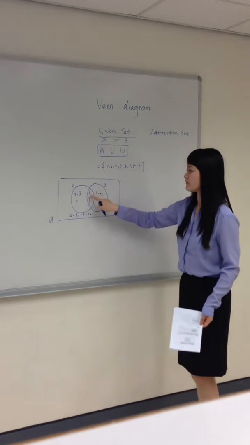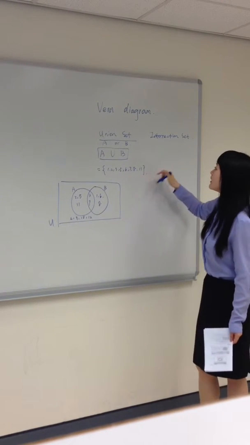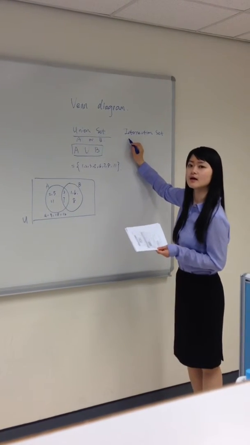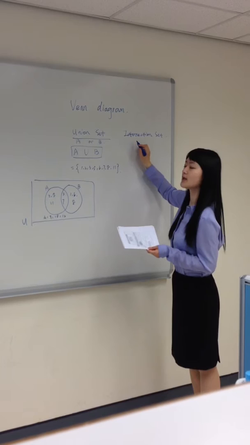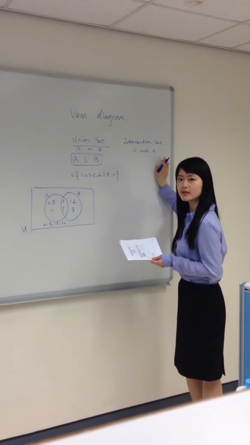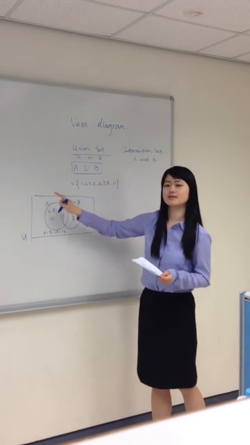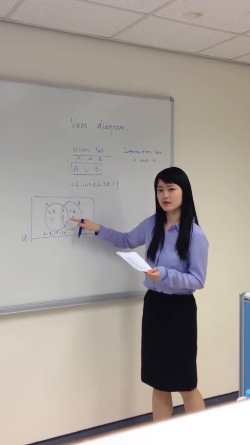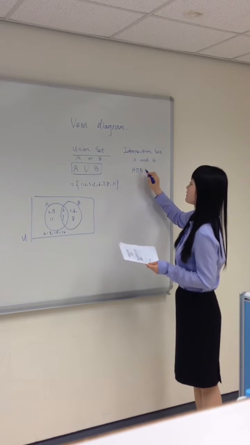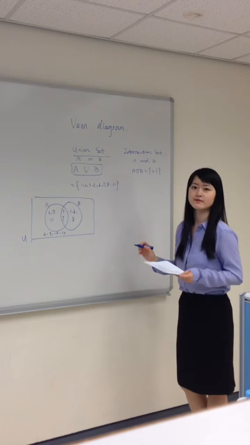There will be 1, 2, 3, 4, 5, 6, 7, 8. 8 numbers in the union set here. Now, intersection set. Intersection set means the set will consist of the numbers that are in A and in B. So it means that numbers should be in common in set A and B. So from this example, we will see 3 and 7 are in common for set A and B. So the intersection set of A and B will equal to 3 and 7.